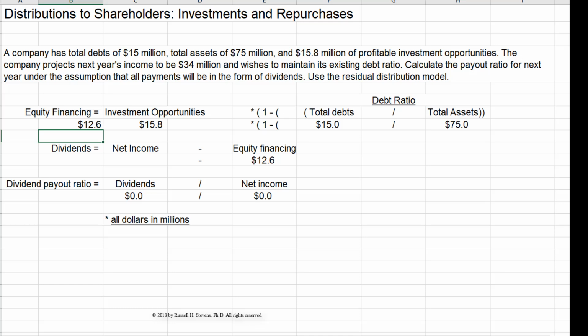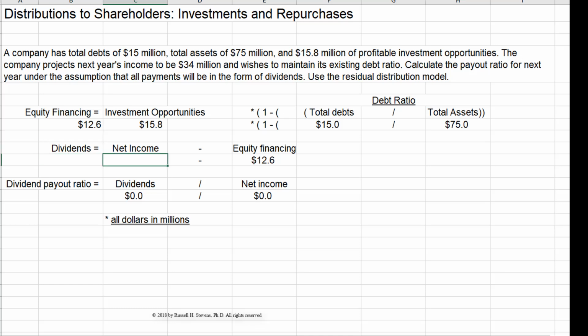The calculation within the innermost parentheses just calculates the debt ratio. If the debt ratio is provided, that end of the calculation would just be 1 minus the debt ratio. In this case, the debt ratio was 20%. Using the data that was provided, the equity funding is $12.6 million. To save time, the $12.6 million was filled into the next calculation using a cell reference.